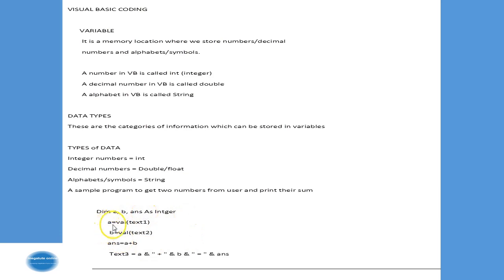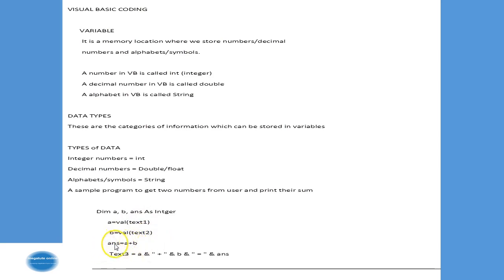Now the value of a will come from text 1. Why have we used val here? Because if I don't do that, it will take the number in text format, and instead of adding 2 plus 3 to get 5, it will make it 23. You know that it joins them if you are not using the val option, right? So val will take the value part of whatever is in text box 1. Similarly, b will take the value part from text box 2.